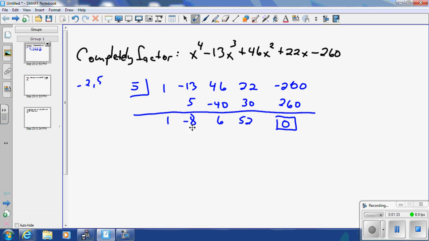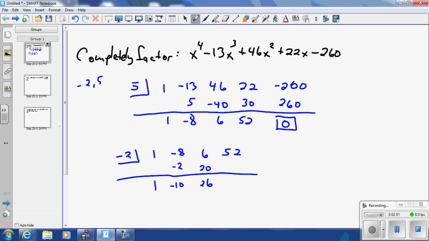So constant, x, x squared, x cubed. Actually, we could just keep on going here. I know that -2 is also a factor, so I'm just going to take -2, and I'm going to divide it into this guy. So 1, -8, +6, +52. So we bring down the 1, multiply and add. And I multiply, add, and one more multiplication brings me exactly to -52, 0 remainder, what we had hoped for, reassuring us that that is a factor.